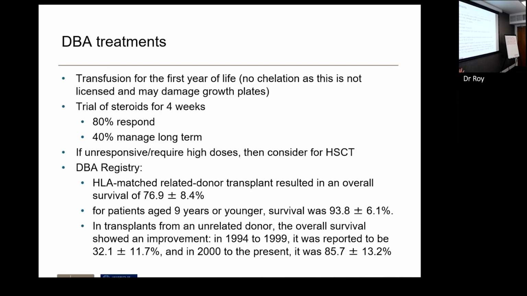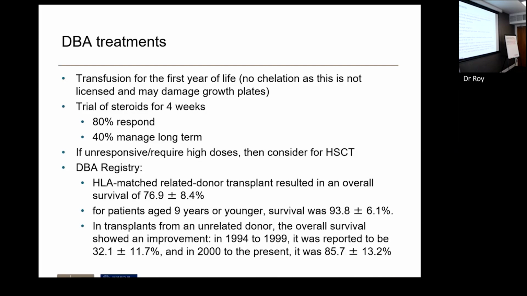You give the trial for 4 weeks, 80% of them respond, but of those, only half manage to have a sustained response at a low enough dose of steroids that you think it's safe to give long term. If they don't respond or they need too high a dose, then you go back to transfusions and then consider them for bone marrow transplant. A small proportion actually revert to normal without treatment, which is very weird. You can go from being transfusion dependent to transfusion independent with no treatment, and we don't know why it happens.